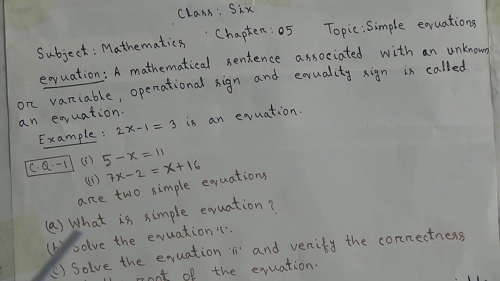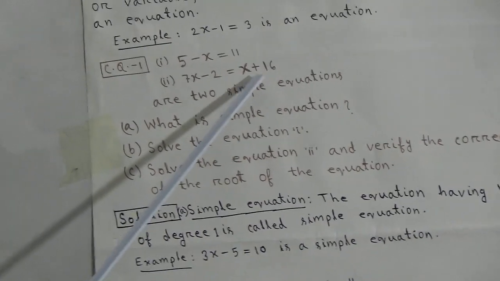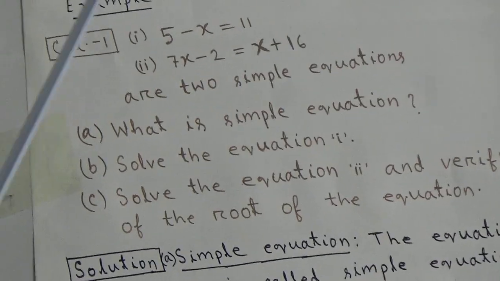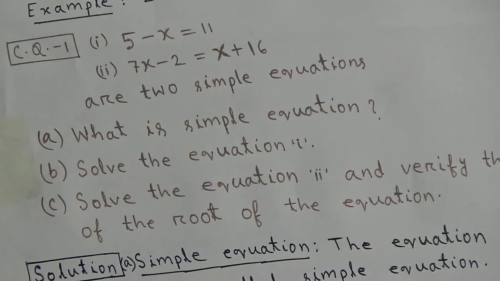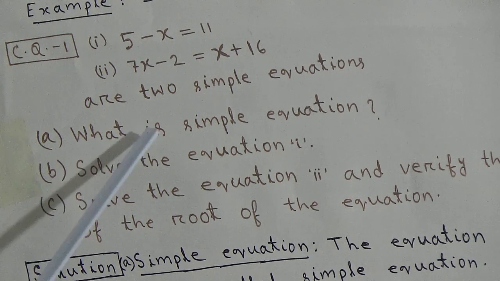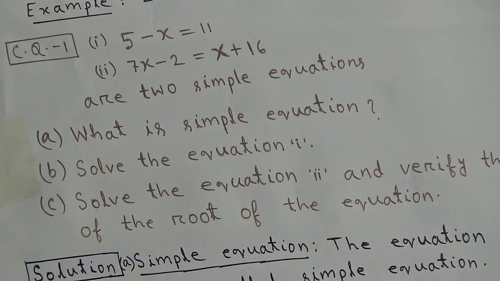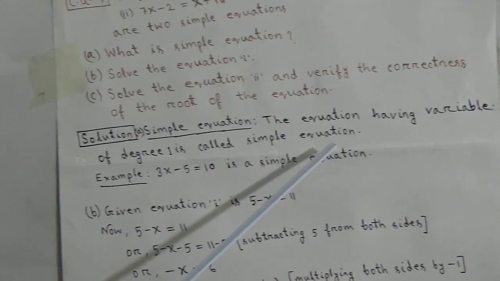CQ. Here two equations are given. 5 minus x is equal to 11, one equation, and another equation 7x minus 2 is equal to x plus 16. These are two simple equations. First question is, what is the simple equation? The equation having variable of degree 1 is called a simple equation.